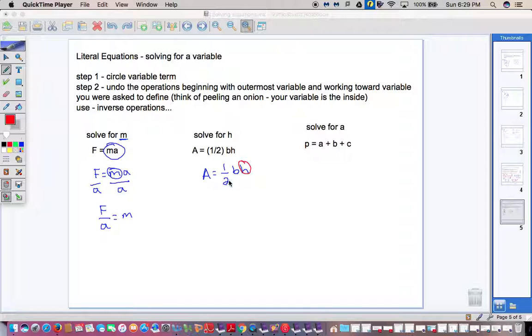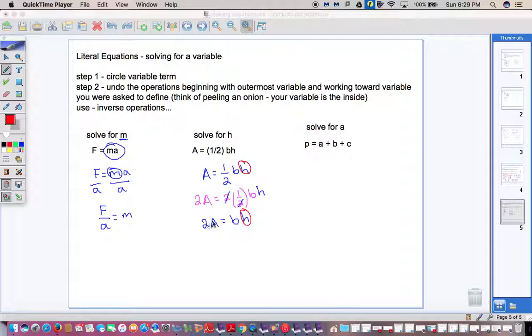You're going to start with your outermost variable or number and then move in. The inverse of 1/2 is 2. So I'm going to multiply both sides of my equation by 2. When I do that, I have 2 times a is equal to 2 times 1/2 times base times height. I'm going to leave this in blue. I can see here that my 2's are going to cancel, and I'm left with 2a is equal to bh.